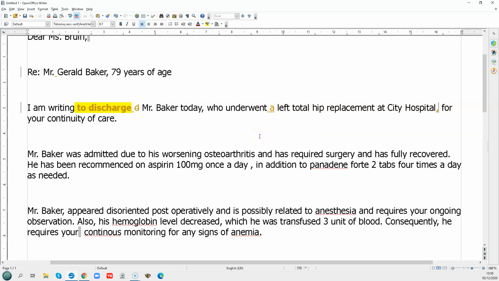I'm writing to discharge Mr. Baker today, who underwent left total hip replacement, for your continuity of care. Okay, so make that a non-defining relative clause so we can take it out so it doesn't change the meaning of a sentence.